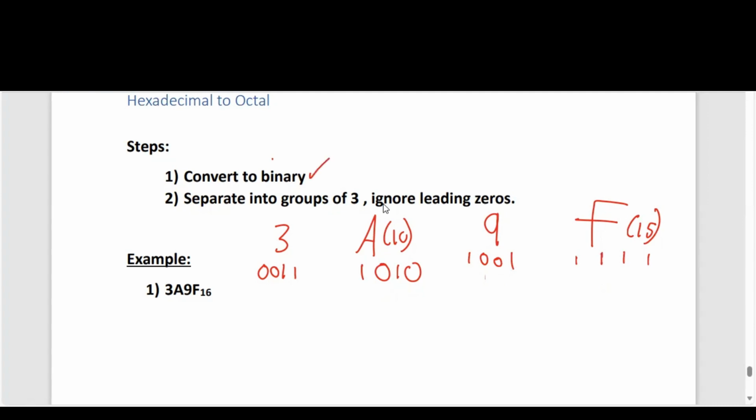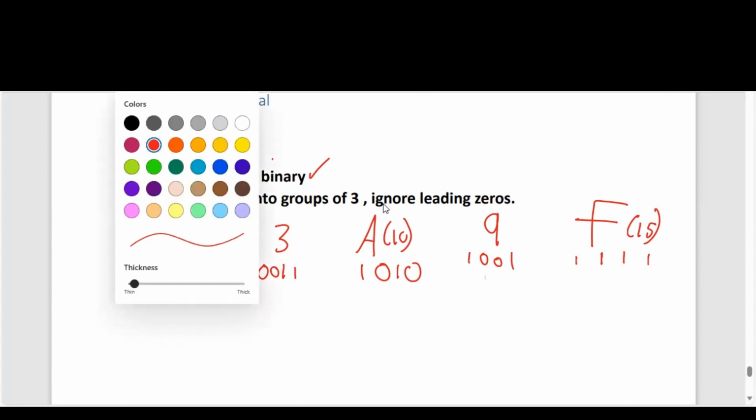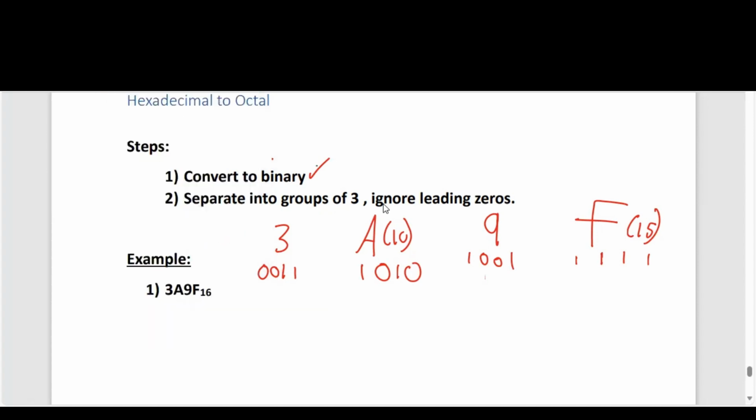So check. Now is where the little trick happens. You need to separate it into groups of 3, and you just ignore leading zeros. Leading zeros is basically where you have zeros at the front. So this is our leading 0 here. You just ignore the first 0. That's all it is. It's nothing more, nothing less. Don't need you now. So there's the first group of 3.